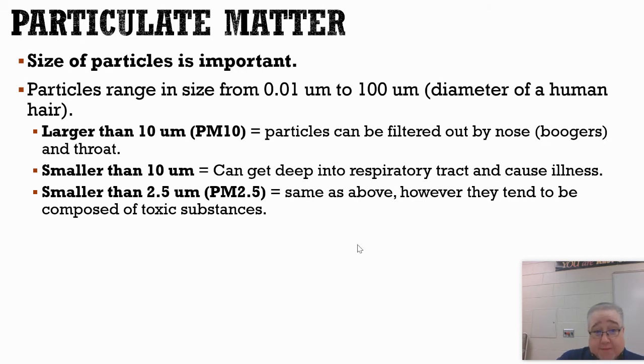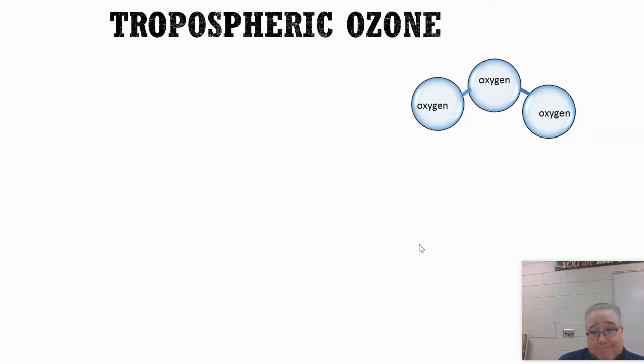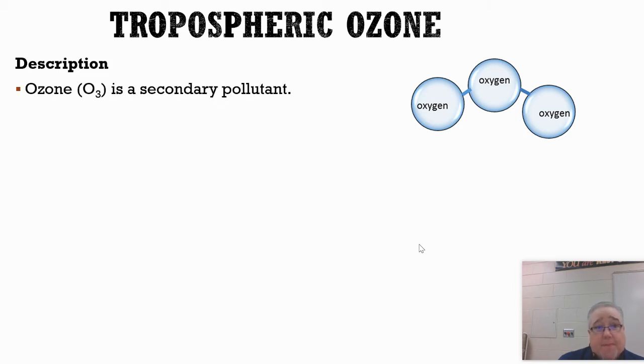If they're smaller than 10 micrometers, they can really get into your respiratory system and cause disease. If they're smaller than 2.5 micrometers, these are typically particulates made of toxins. They're really, really tiny, and they can be very problematic and cause a lot of health problems. So just remember that the smaller the particulates are, the more likely they are to cause some type of respiratory illness.